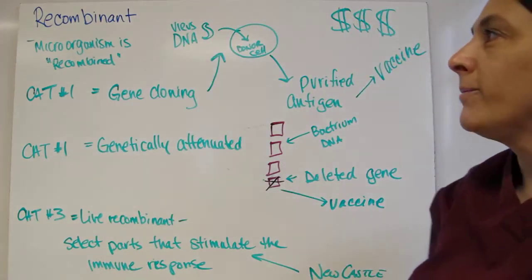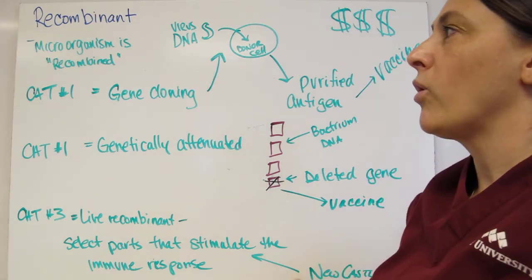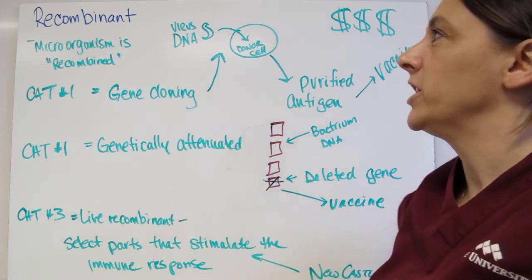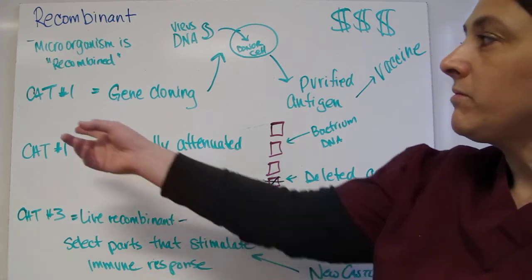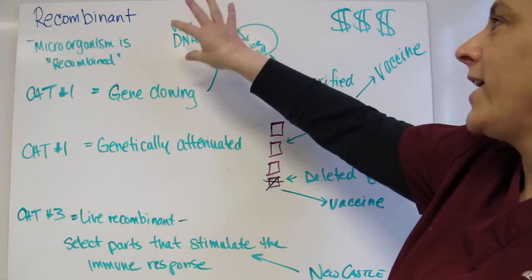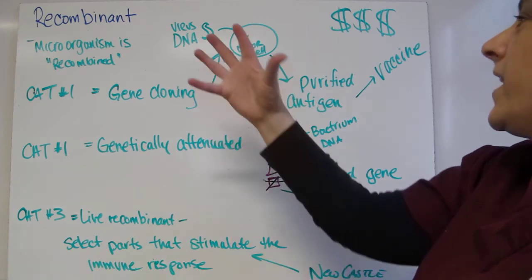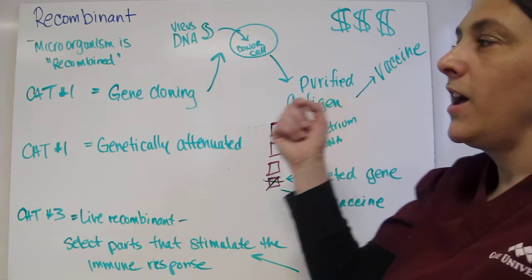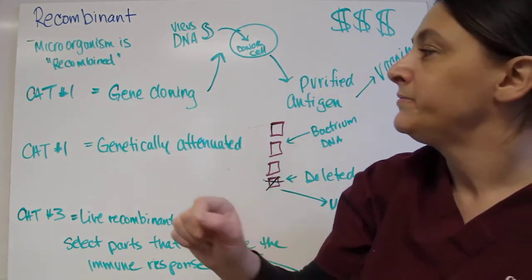So, recombinant. Basically, a recombinant vaccine is a microorganism that has been recombined. They've done some genetic manipulation. So there's 3 categories of recombinant vaccines. The first one is genetic cloning. So basically what they do is they take the virus DNA, they take parts of it, they put it in a donor cell, they then extract the purified antigen, and they turn that into a vaccine. We're talking about genetic cloning here, so these vaccines tend to be expensive.